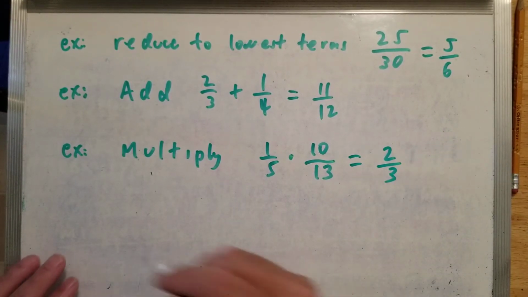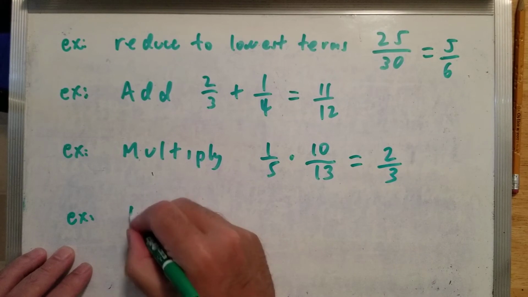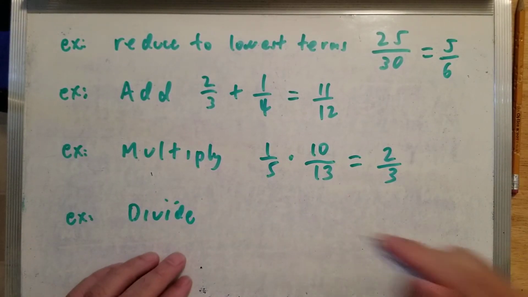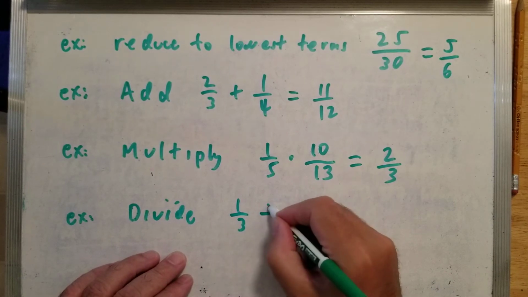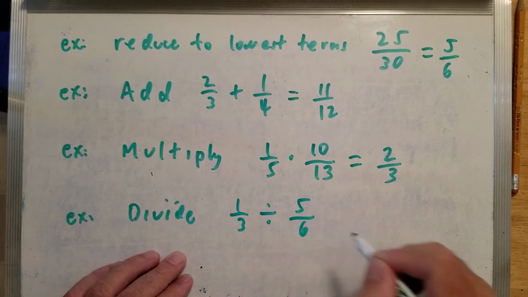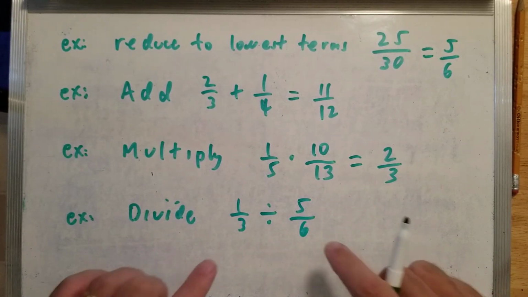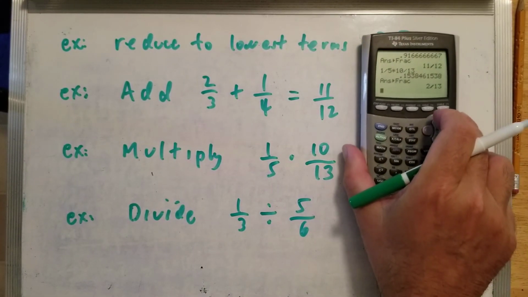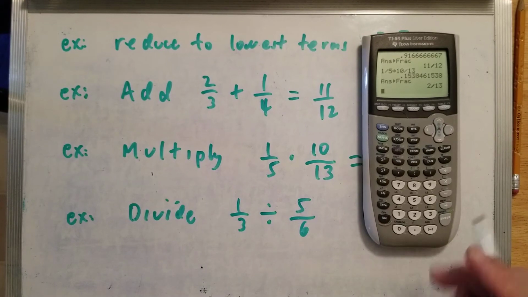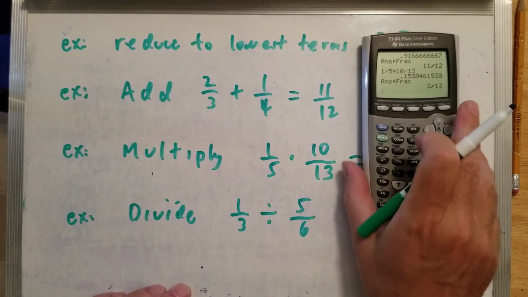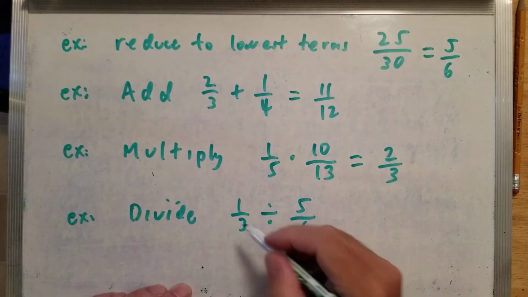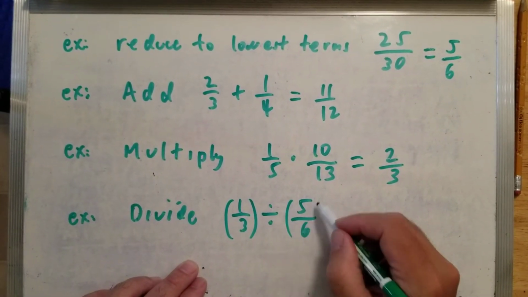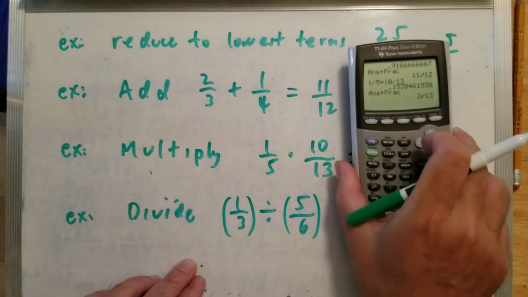We can do the same thing for dividing fractions. So for an example, divide 1/3 divided by 5/6. Now, if we weren't using the calculator, we would flip over the second fraction and multiply. But I'm going to let the calculator do this. The only thing is that when you do this on the calculator, because of the order of operations on the calculator, you need to put parentheses around the 1/3 and parentheses around the 5/6.